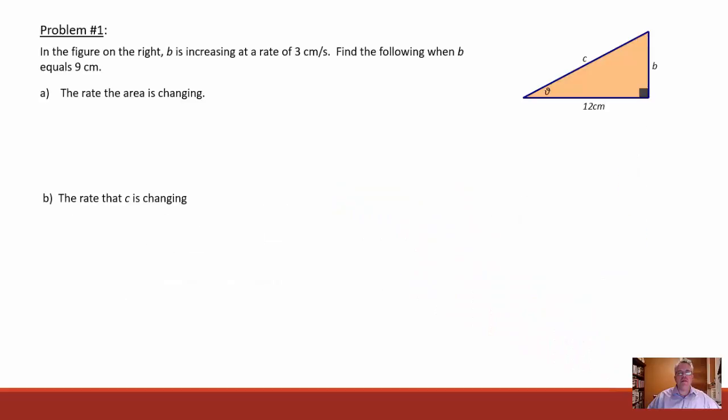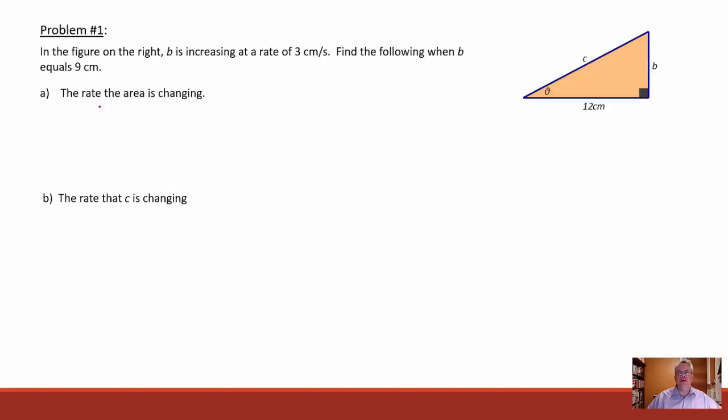Here's our first problem. We have a basic right triangle here. It has two legs. One is 12 centimeters and one is simply labeled as B, and the hypotenuse is C. It says in the figure on the right, B is increasing at a rate of 3 centimeters per second. So this side is getting longer. Find the following when B equals 9 centimeters.